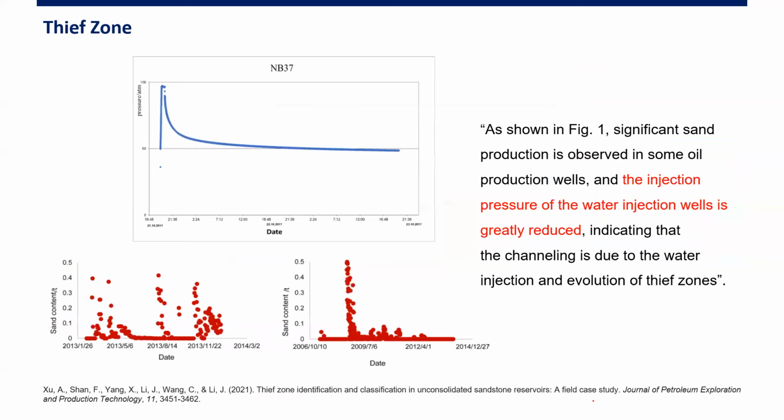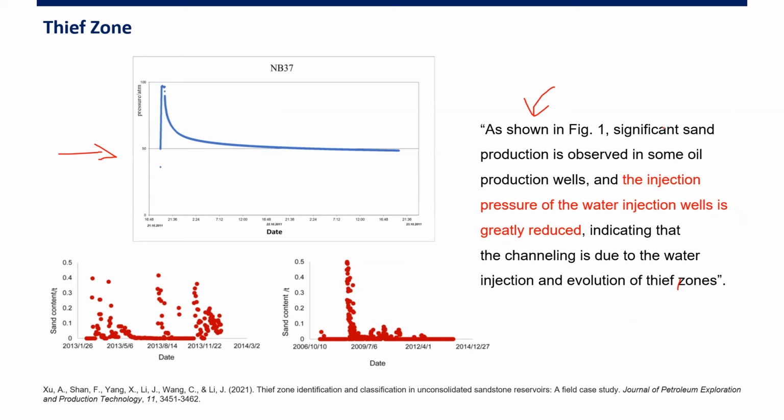So I will highlight this from the paper. Okay, I take a note from this paper. I will read it for all of us. Okay, so here, as shown in figure 1, significant sand production is observed in some oil production wells, and the injection pressure of the water injection wells is greatly reduced, indicating that the channel is due to the water injection and evolutions of TIF zones. Okay, so what does it mean? I will read it again.